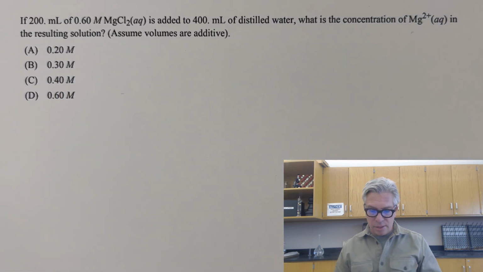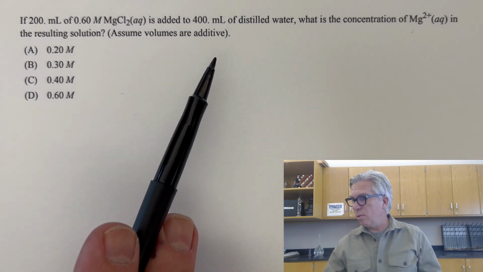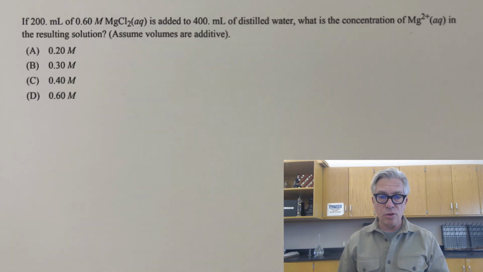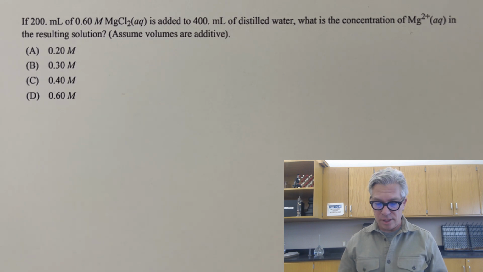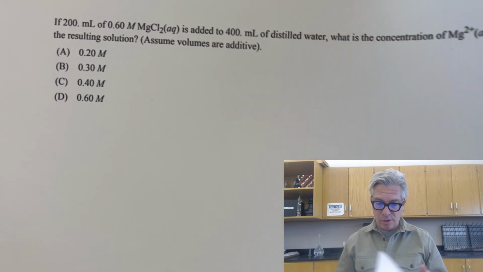Okay, next question. If 200 milliliters of magnesium chloride is added to 400 milliliters of distilled water, what is the concentration of magnesium ions in the resulting solution? So this is a dilution question. And in order to save some time, I'm just going to show you the solution on this one so you can try one of your own.